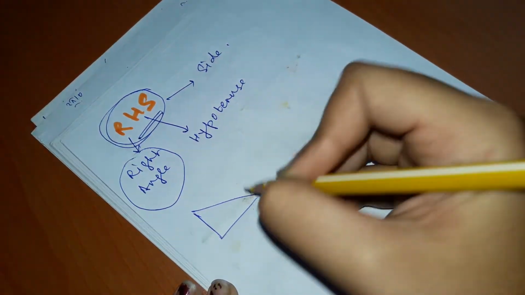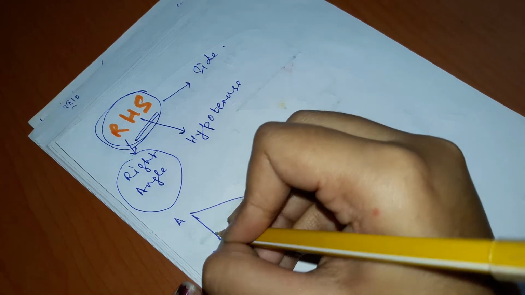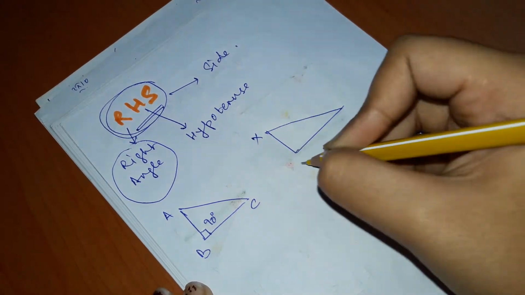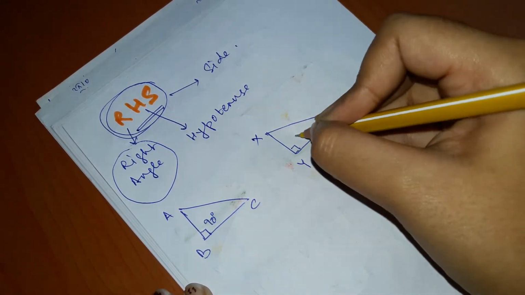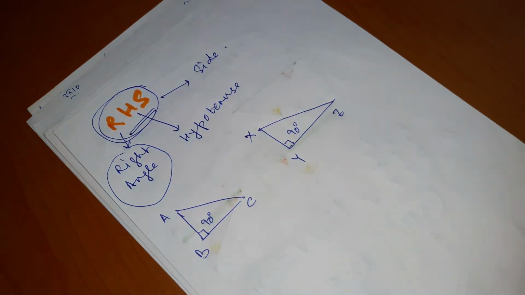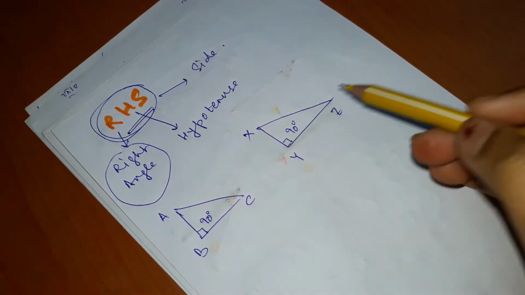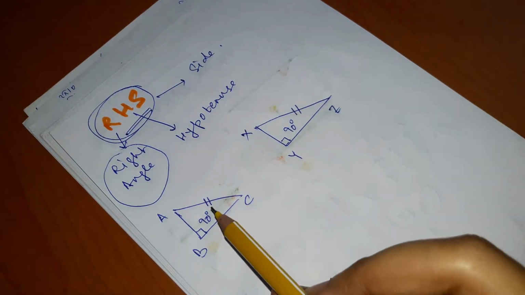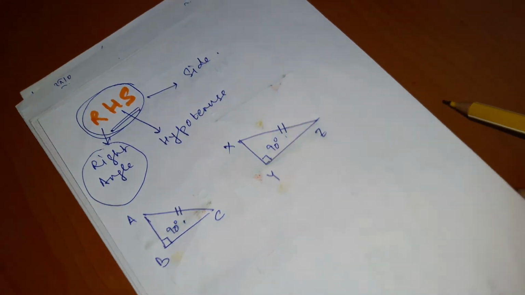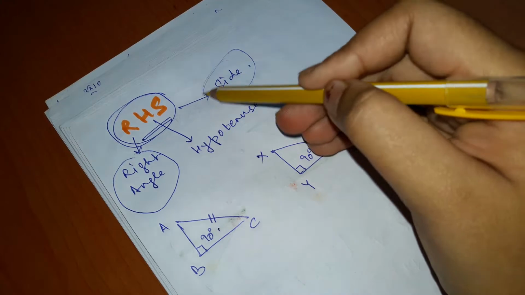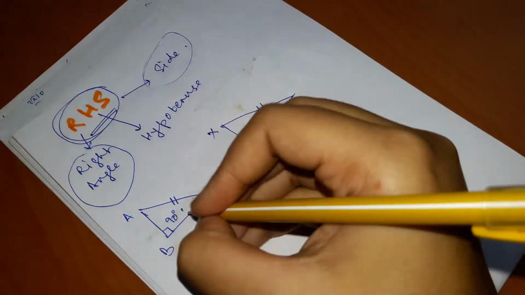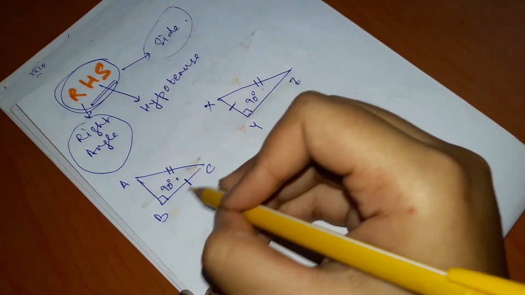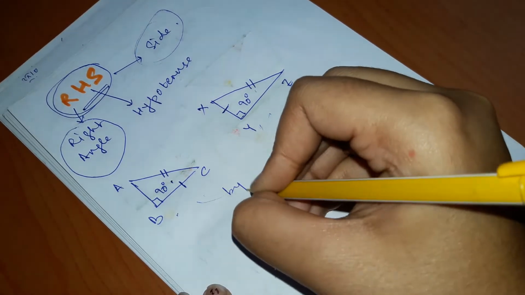Suppose we take triangle ABC where B is our 90 degrees, and we take XYZ where angle Y is 90 degrees. Another important thing is that the hypotenuses have to be equal. So AC is equal to XZ. And the third criterion is a side. A side has to be equal. So I am assuming that BC is equal to XY. So I can clearly say that these two triangles are congruent by RHS criteria.